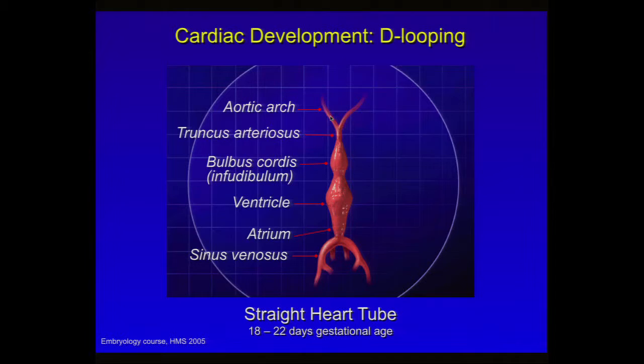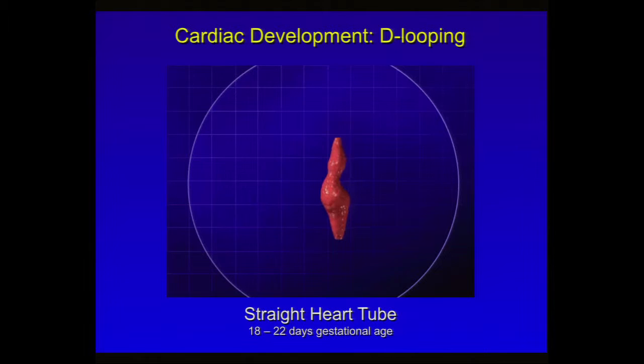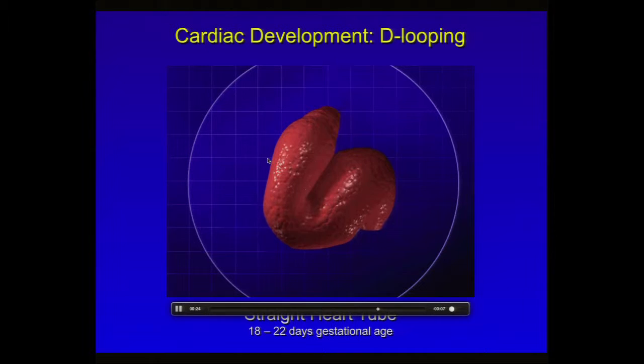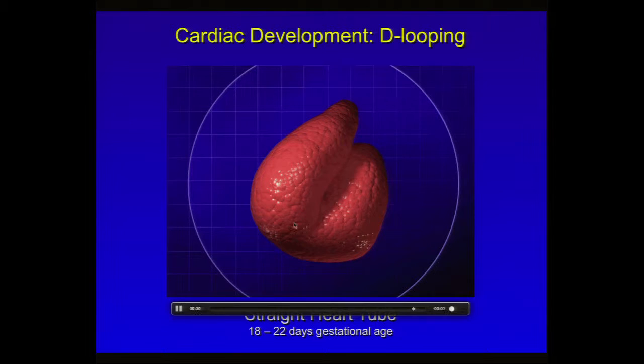So let's watch what happens between 18 and 22 days of gestation. This straight heart tube undergoes delooping, meaning it loops to the right, the dextro. And here we are. Again, this is the future atrium. This is the future left ventricle. This is the infundibulum. We still don't have a right ventricle, but then the right ventricle will develop right about here in this area, and this will be the future interventricular septum. At this point, there's a wide communication between the left ventricle and the future right ventricle.